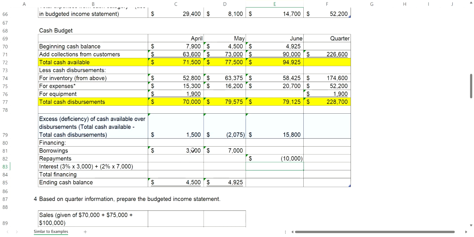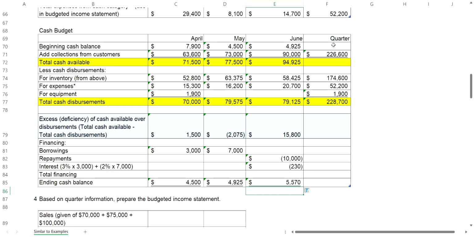But we do have to break it down. The $3,000 was actually borrowed for 3 months, so at 1% a month, that's 3%. The $7,000 was actually borrowed for May and June, so therefore that's 2 months at 1% a month. That would be 2% of the $7,000. So 3% of $3,000, 2% of $7,000 added together, and the interest that you're going to pay is $230. Okay, so if I take the $15,800, subtract out the $10,000 repayment, subtract out the $230 I have to pay in interest, that gives me a balance at the end of June of $55.70.